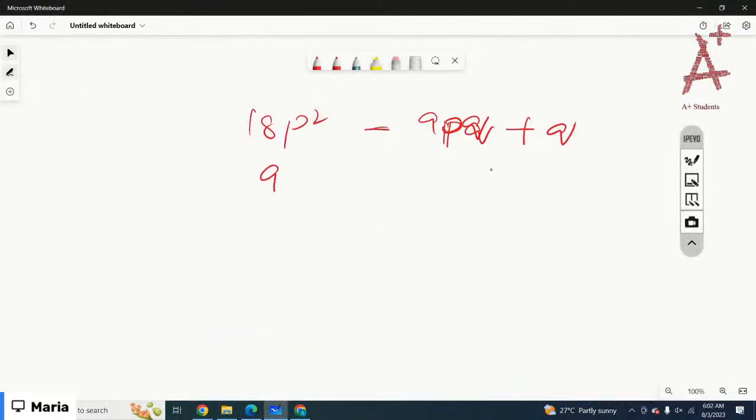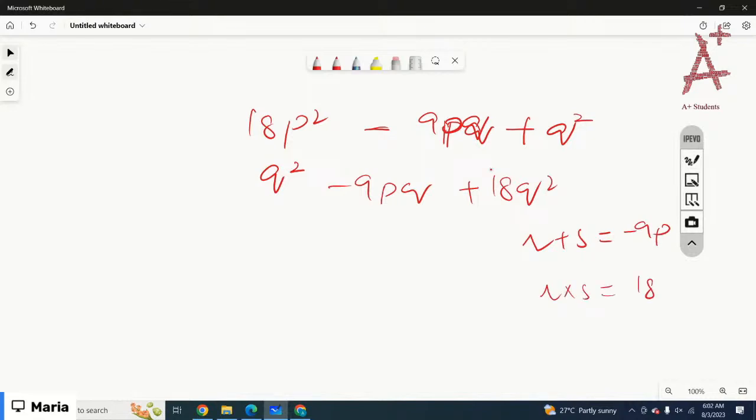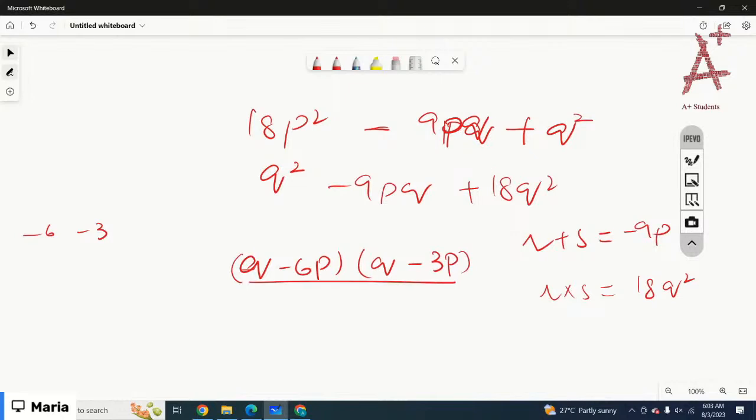That's why. Okay, you just have to rewrite this equation. It would be q square minus 9pq and plus 18q square, right? You just have to do this thing. Now you have to find two numbers. When you add them, they make negative 9p, and when you multiply them, they make 18q square, right? So the numbers are negative 6 and negative 3. So they are negative 6p and negative 3p, so the factors are q minus 6p and q minus 3p, right? These are the two factors of the expression.